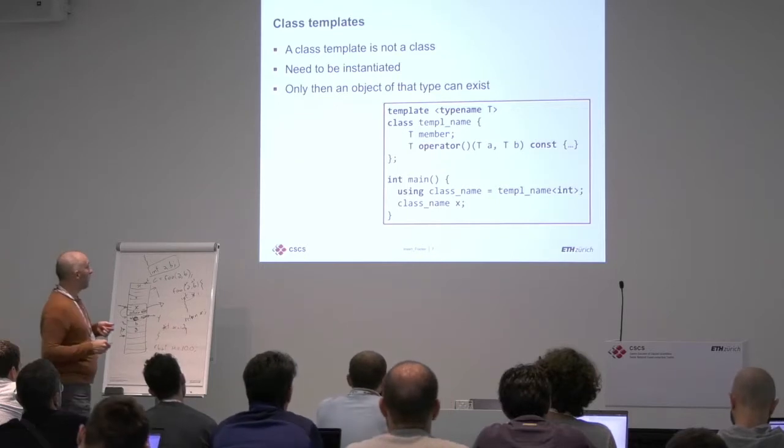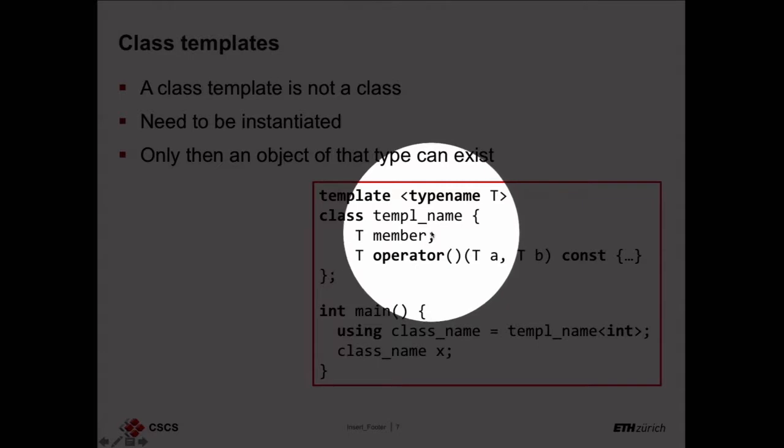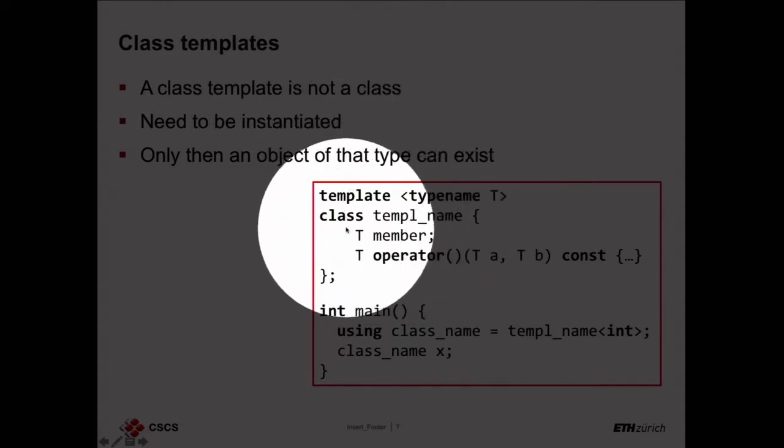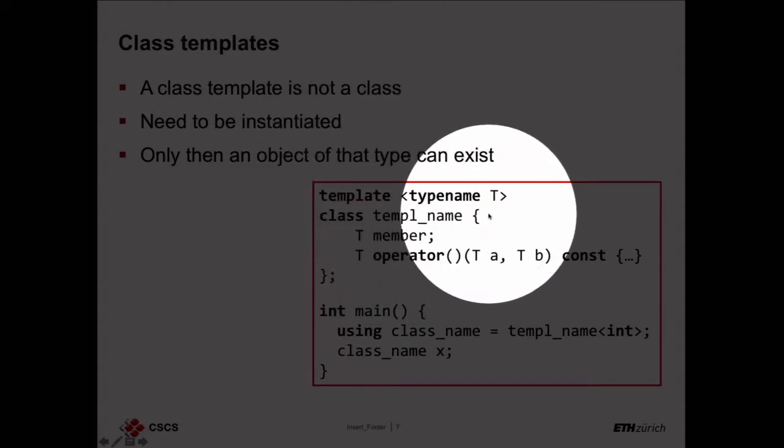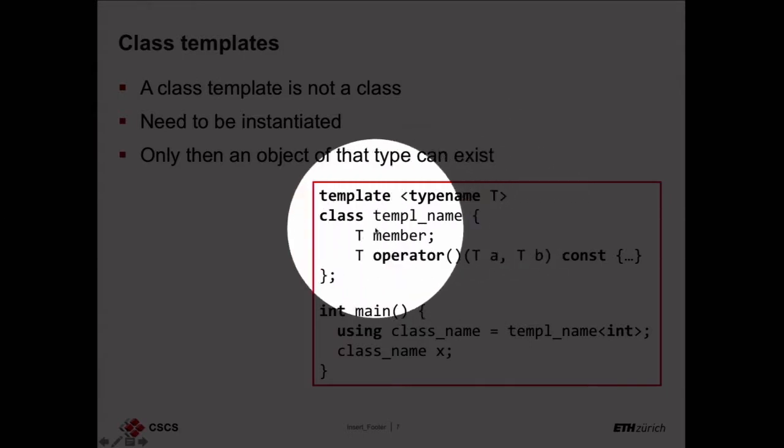So now I have a class. I call it TempName. This is the name of my class. And I put a template typename T on top. And now I can instantiate a member of type T. If this is int, this becomes int.